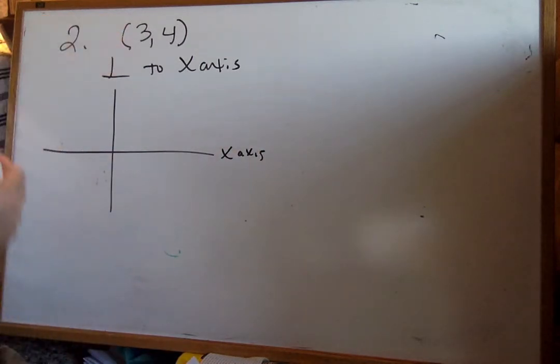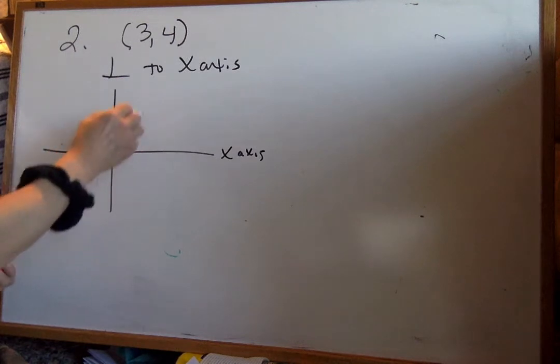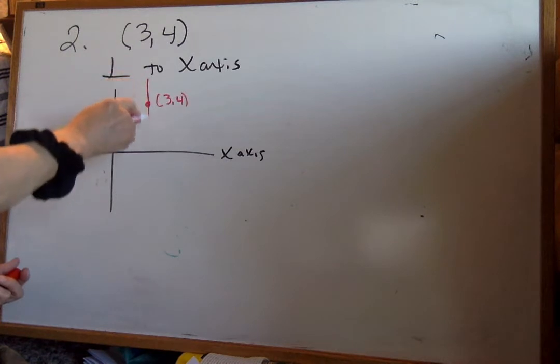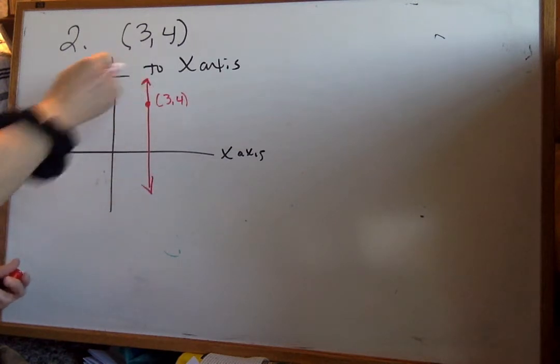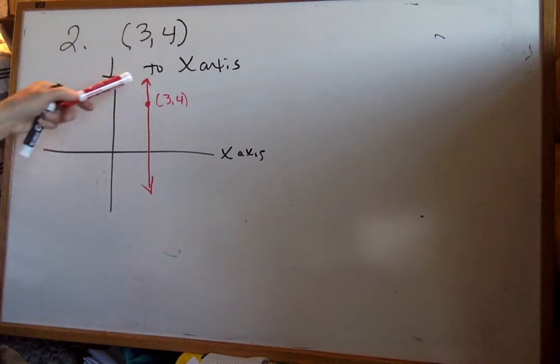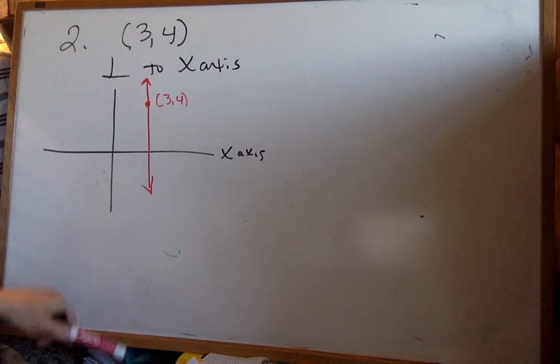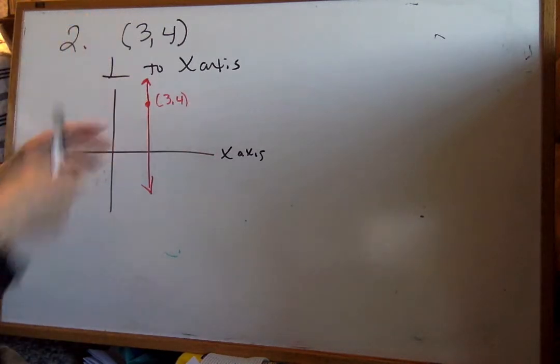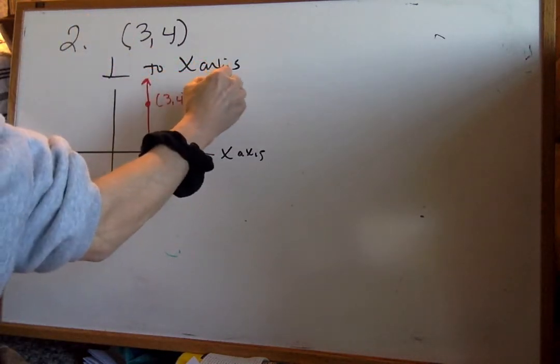Well, why don't we go ahead and put the point 3, 4 on there? 1, 2, 3. How about that? We'll call him 3, 4. Perpendicular. There's a picture of a line perpendicular to the x-axis that goes through 3, 4. Oh, of course, because the x-axis is horizontal. Then what is perpendicular? Vertical. So we need a vertical line.